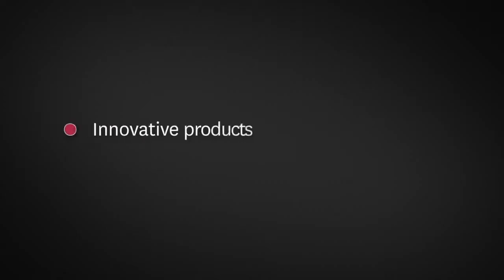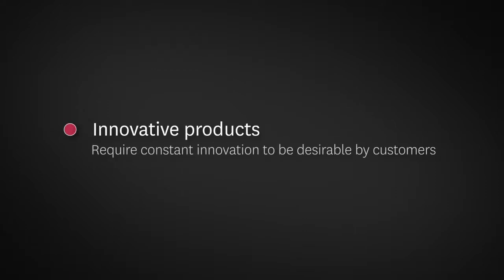That is the main difference between functional and innovative products. What you need to pay attention to here is that for functional products, such as grocery items that satisfy basic needs, demand is fairly stable and predictable with long life cycles. The demand pattern for innovative products, such as consumer electronics, is less predictable and follows a shorter life cycle. Innovative products require constant innovation to be desirable by customers.